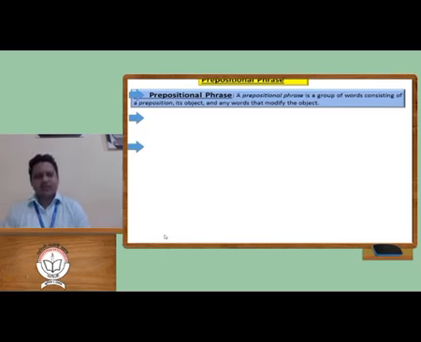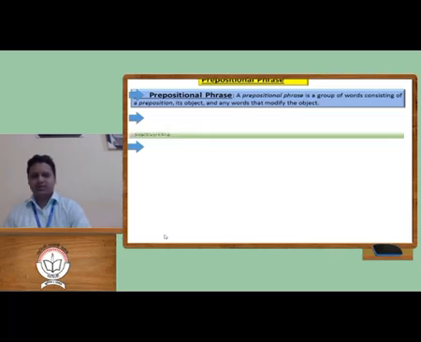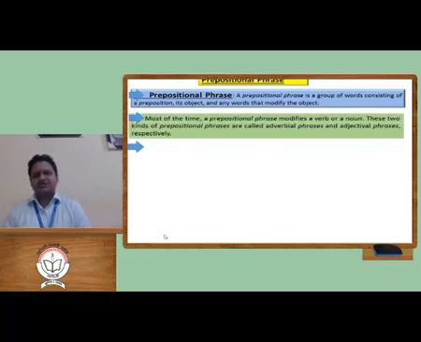A prepositional phrase is a group of words consisting of a preposition, its object, and any words that modify the object. Most of the time, a prepositional phrase modifies a verb or a noun in a sentence. These two kinds of prepositional phrases are called adverbial phrases and adjectival phrases respectively.